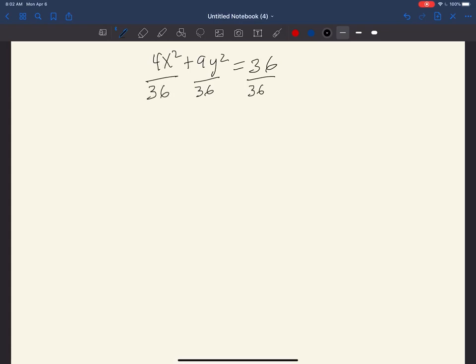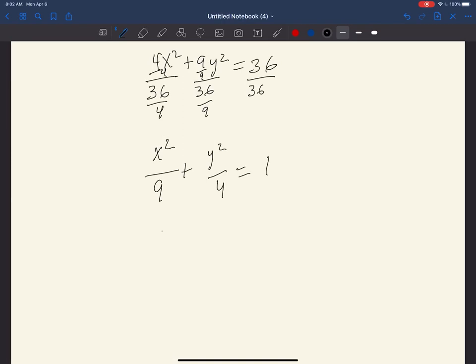After you do that, all we have to do is simplify. We want this to be x squared, but it's 4x squared, so we need to divide the top by 4. We also need to divide the denominator by 4. When we do that, we do get our x squared at the top. Now we have to divide 36 by 4, which will give us 9. Same thing here, divide the numerator by 9, divide the denominator by 9 as well. When we simplify, we get y squared over 4 equals 1.